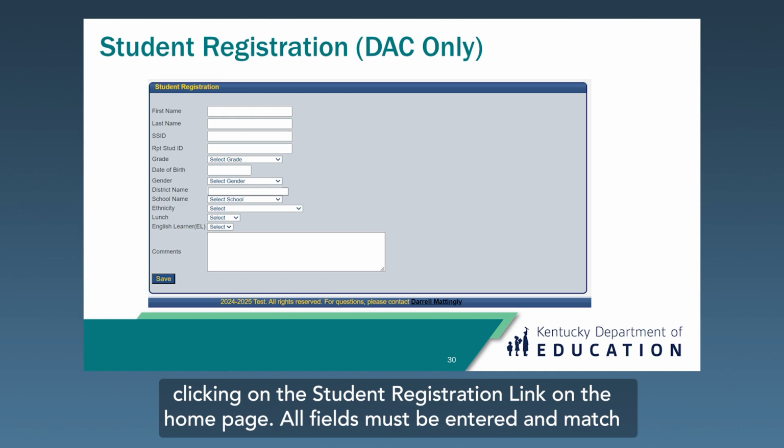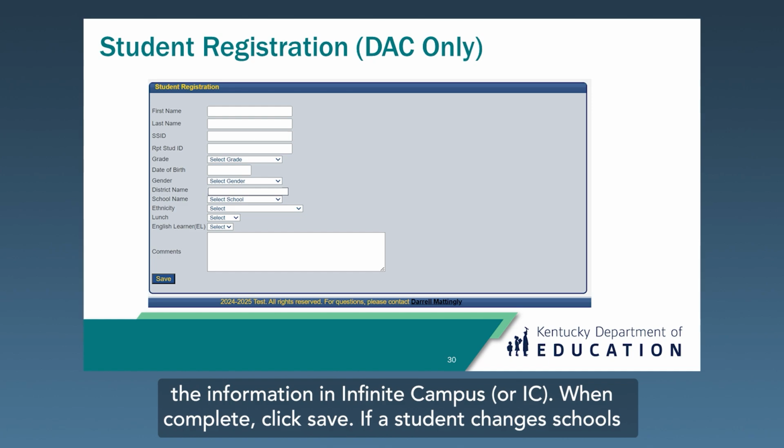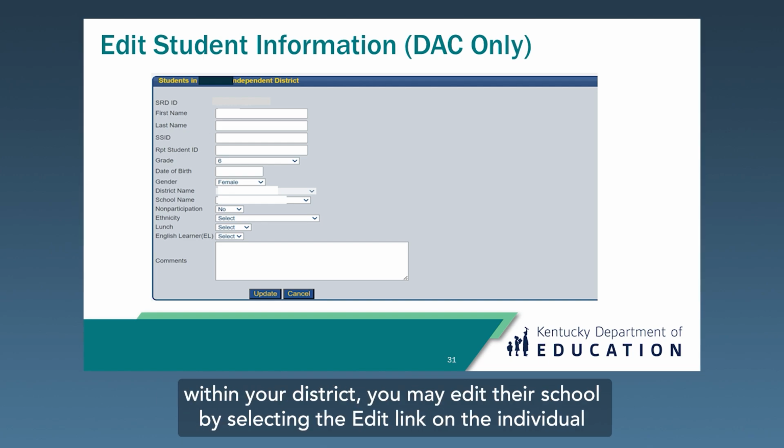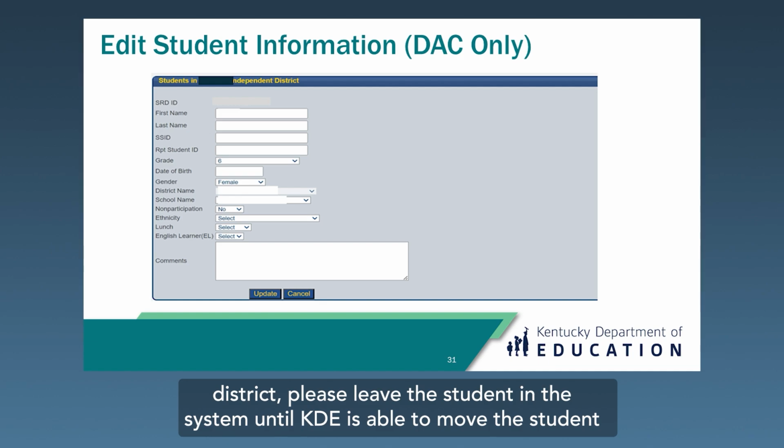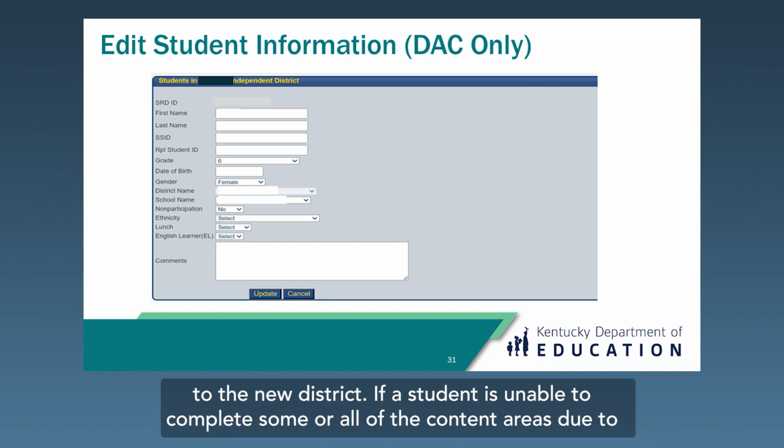All fields must be entered and match the information in Infinite Campus or IC. When complete, click Save. If a student changes schools within your district, you may edit their school by selecting the Edit link on the individual student's record. Select the appropriate school and click Update. If the student moves out of district, please leave the student in the system until KDE is able to move the student to the new district.